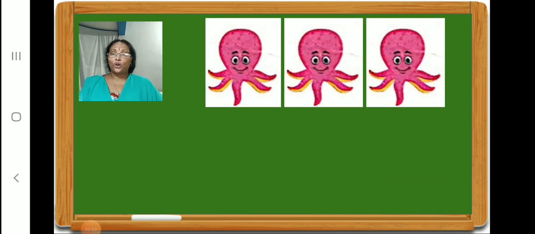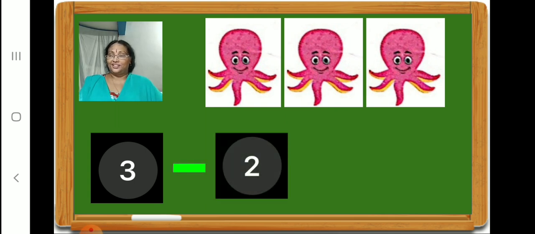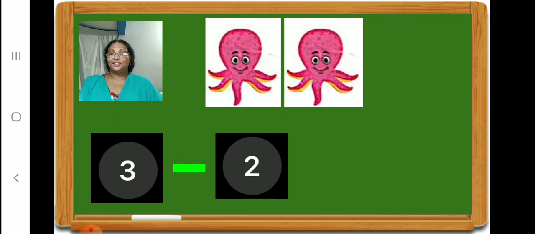How many octopuses are there? 3. Now, let us minus 2 octopuses. Okay? Minus means we have to take away. So let us take away 2 octopuses. 1, 2. Now how many octopuses are there? 1. Therefore 3 minus 2 is equal to 1.